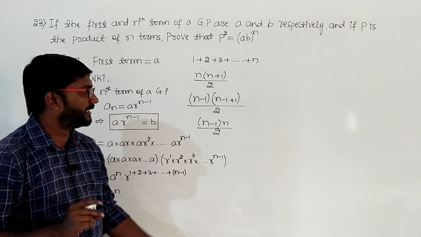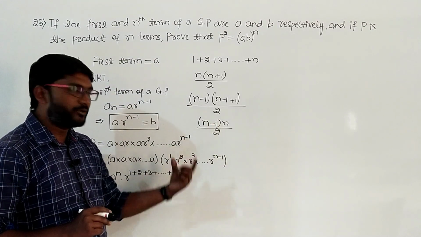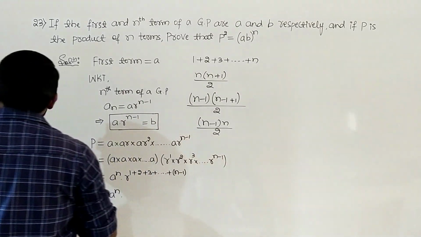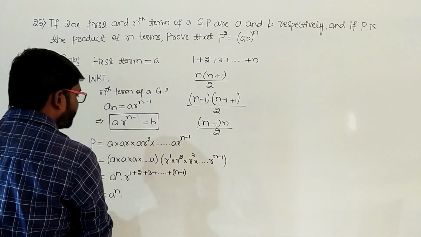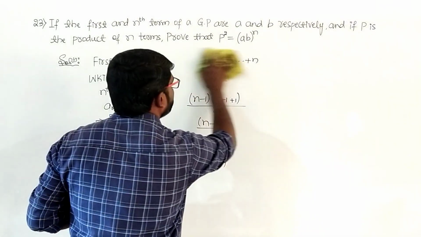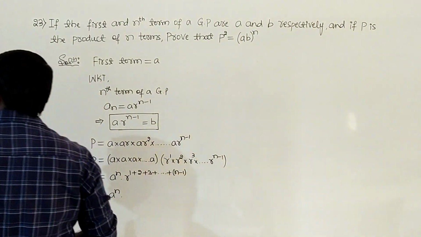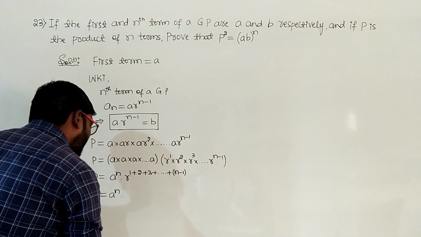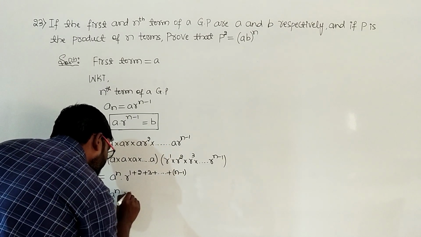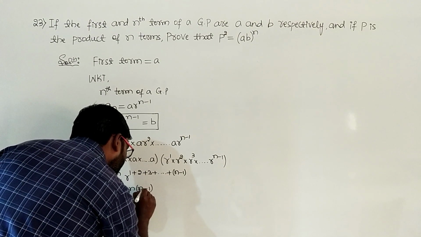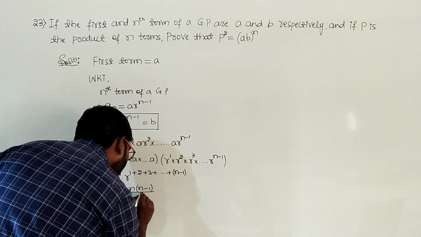So this entire series can be written as n into n minus 1 by 2. So now we have to rewrite the sum of the first n minus 1 terms, that is n into n minus 1 divided by 2. So here r to the power n into n minus 1 whole divided by 2.